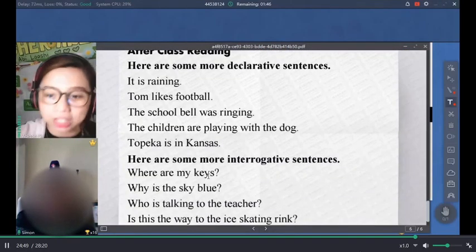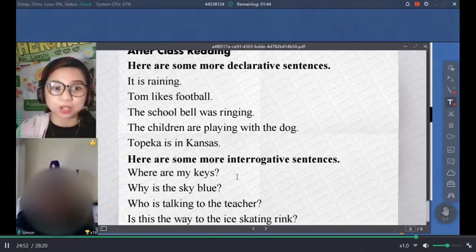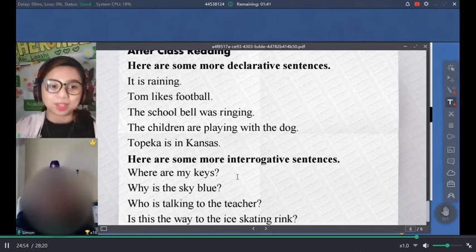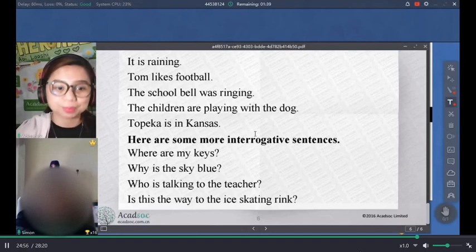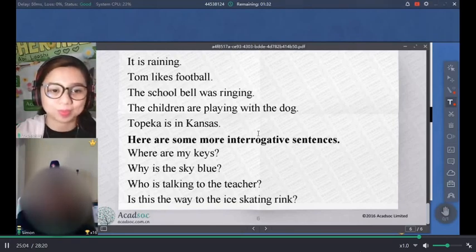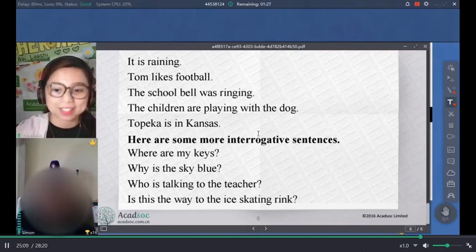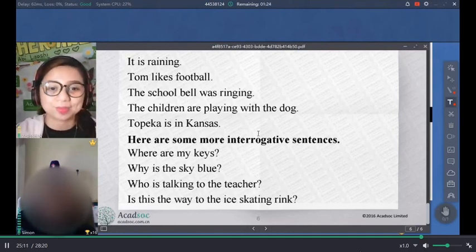Now, let's proceed with this one. Let's do after-class reading. Here are some more declarative sentences. Can you read? It is raining. Tom likes football. The school bell was ringing. The children are playing with the dog. Topeka is in Kansas.